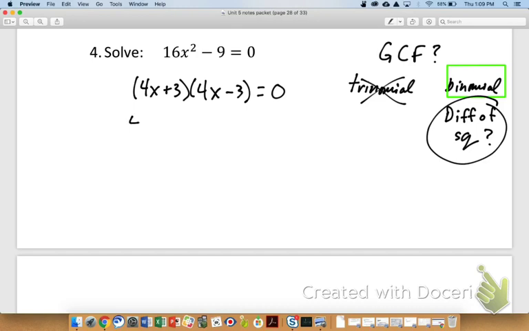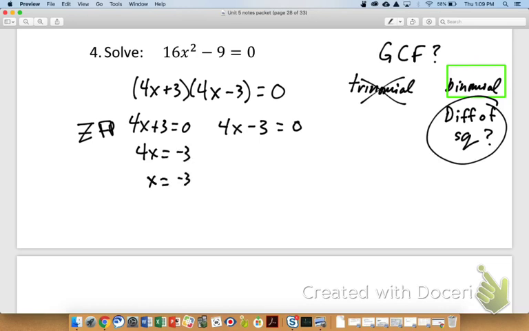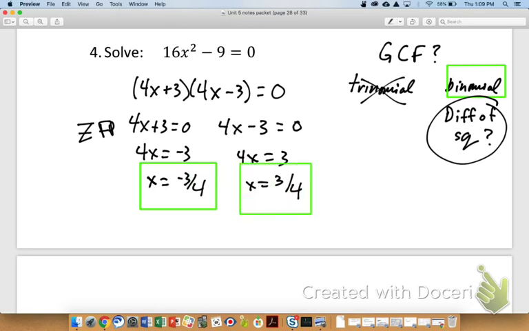So what I'm going to do here now is I'm going to set each factor equal to 0 using the 0 factor property. And then I'm going to solve. So I would subtract 3 from both sides and divide by 4. Then I would add 3 to both sides, divide by 4. I get x is equal to negative 3/4, and x equals positive 3/4 would also be another solution.